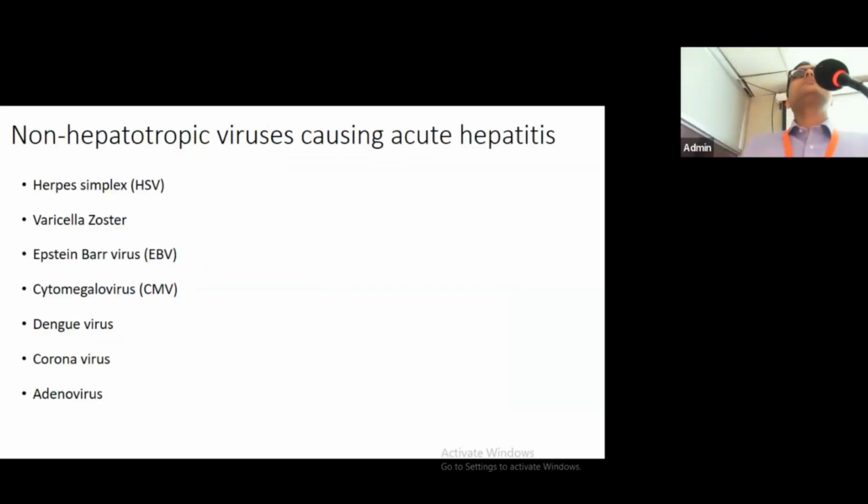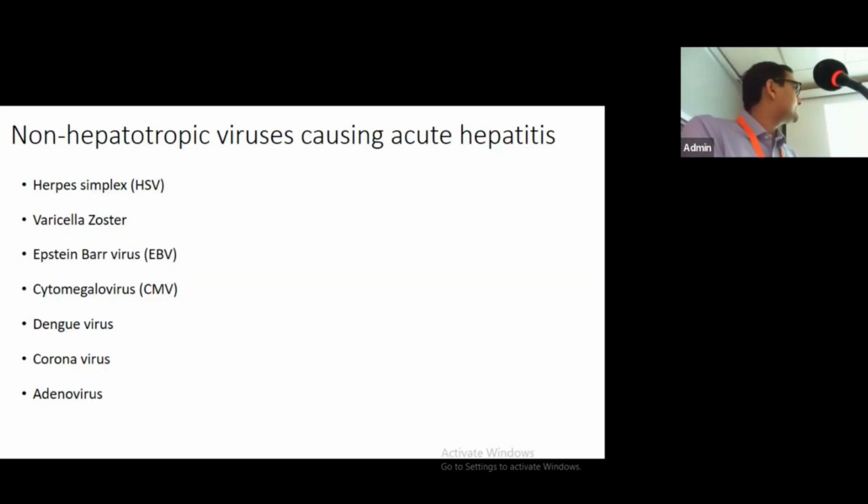Now, suppose the patient has presented to you with findings suggestive of acute viral hepatitis, you run the panel for viral hepatitis A to E and they come out to be negative. Then do we say that the patient doesn't have acute viral hepatitis and look for some alternate diagnosis? No, the answer is a big no, because there are non-hepatotropic viruses also which can cause acute hepatitic illness. The most common causes include herpes simplex virus, varicella zoster, Epstein-Barr virus, cytomegalovirus, dengue virus, coronavirus, and adenovirus. There are other non-hepatotropic viruses also.